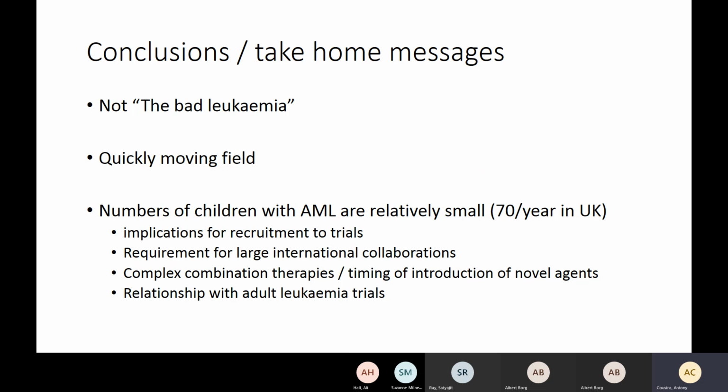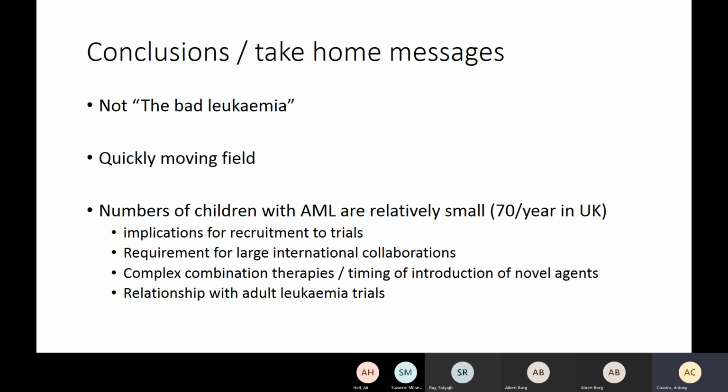AML is a very, very quickly moving field. You know, we're getting lots and lots of things we can potentially target. Lots and lots of new agents are coming online. I think over the last 5, 6 years, there's at least a dozen new agents that weren't available before. But numbers are small. You know, getting the trials is difficult. You need kind of large international collaborations. So my child involves the UK and France and Australia and others.